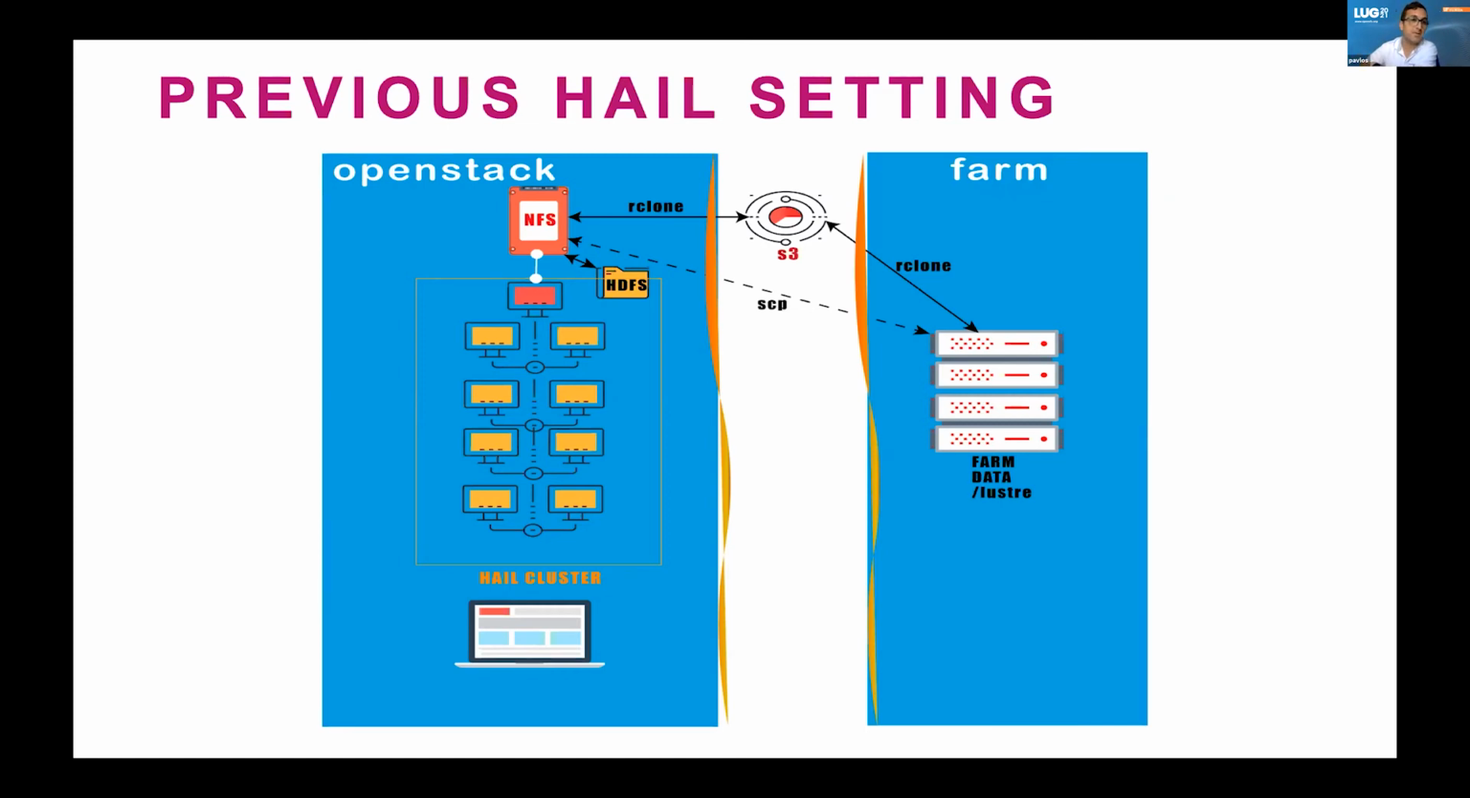Additionally, more recently, we had HDFS support added to our clusters. Now, most of the datasets in the Sanger Institute, from all the research groups, lie on the farm. The farm has all the data on Lustre. And for me to be able to use that dataset in the initial Hail setting, I had to copy the data from the farm to my OpenStack cluster. That meant using an intermediary like S3. I was using rclone to copy the data from the farm to S3 and from S3 to the NFS volume to be able to use it.